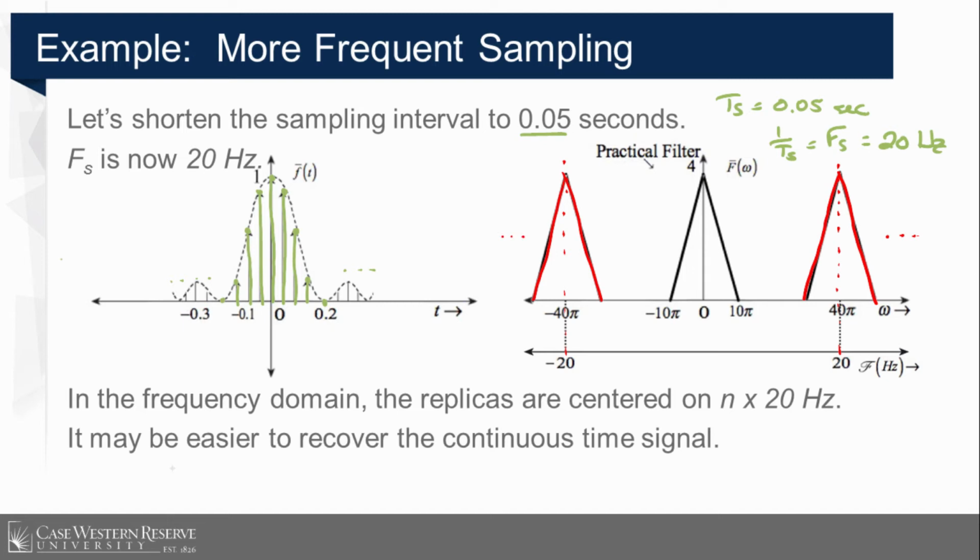So we saw that when we used the Nyquist sampling frequency and the Nyquist sampling interval, we needed a perfect ideal filter in order to filter out our replicas to reconstruct our continuous time signal. Well, in this case now, we see that our replicas are further apart, and so we may be able to use a practical filter, so something that would have a frequency response looking something like this.